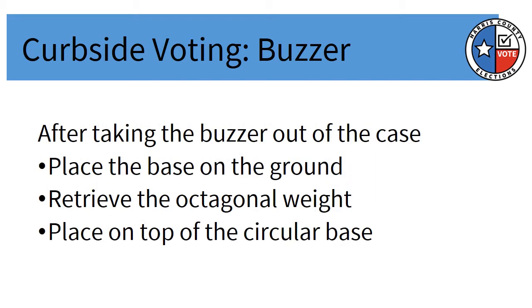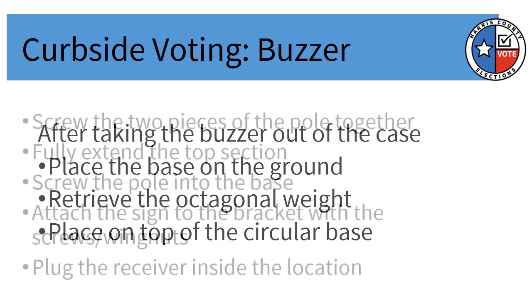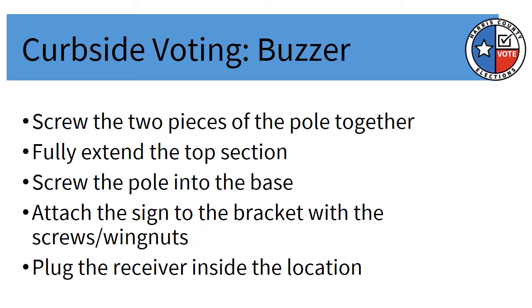After taking everything out of the case, including the base and sign stored under the foam filling, place the base on the ground. Retrieve the octagonal weight from on top of the caddy and place it on top of the circular base. Screw the two pieces of the pole together and fully extend the top section. Screw the pole into the base.